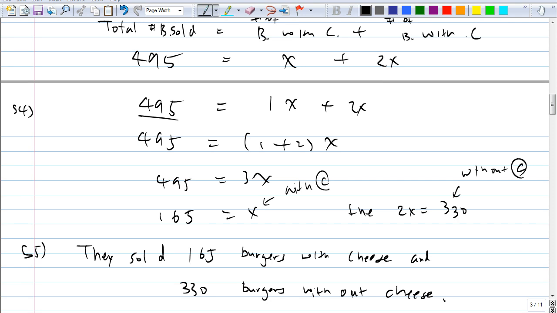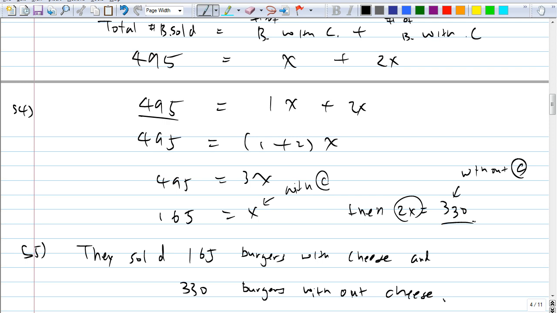As the last step, step 5, you see I wrote step 5 on the left side. They sold 165 burgers with cheese and 330 burgers without cheese. And that's how we got 330, because remember we said then 2x is equal to 330, right? If you multiply 2 times the x, it gives you the number of burgers without cheese. And could we check really quickly? How do we check here?